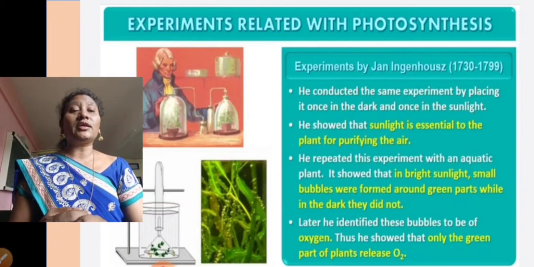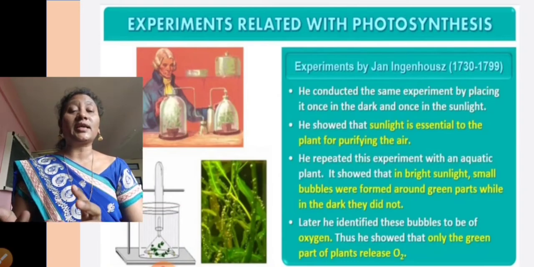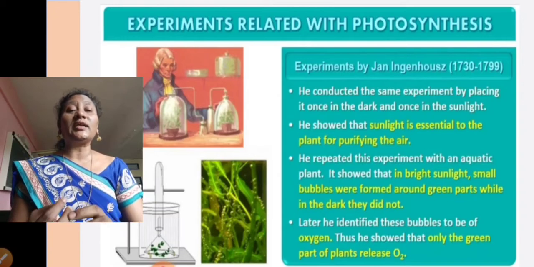It showed that in bright sunlight, small bubbles were formed around the parts, while in the dark they did not. That means during sunlight, the plants release bubbles, which are oxygen bubbles. But these bubbles are not released during the night time. That gives the result that only during sunlight is the process of photosynthesis taking place in the plants.